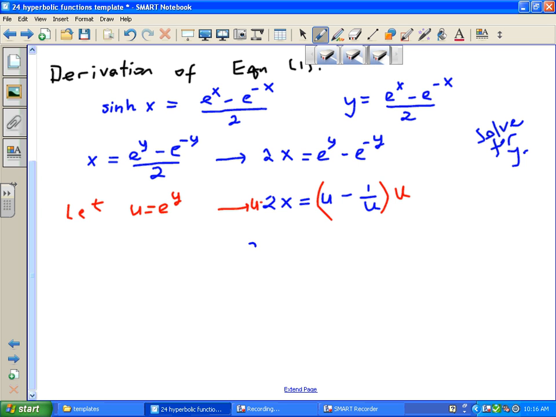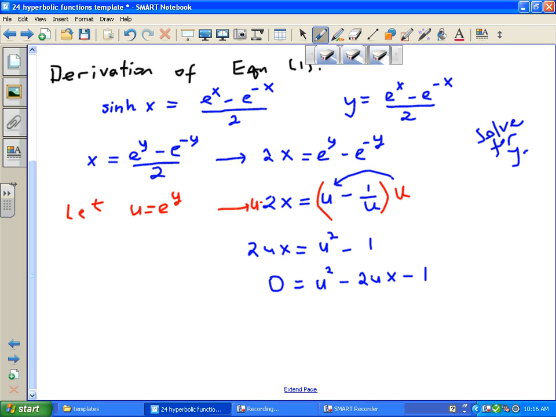So then I have 2ux equals u times u, which is u squared, minus u times 1 over u, which is 1. And I'm going to put everything on the same side. Anytime I see a quadratic function, I want to write it in the standard format like this.